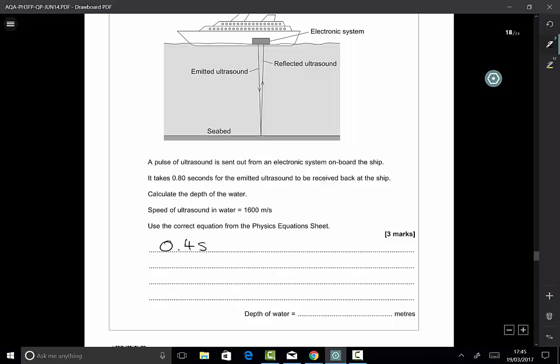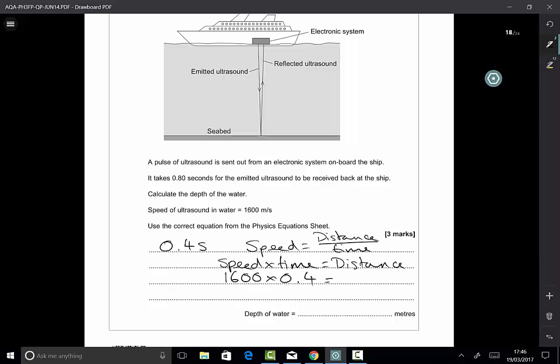We've got the speed. We know the equation is speed is distance divided by time. Now we need to rearrange that equation. So we've got speed times time equals distance. So 1,600 times 0.4, and we're going to plug that into our calculator. Okay, so that gives me 640, which seems reasonable.